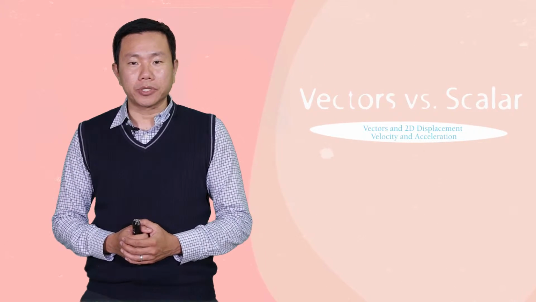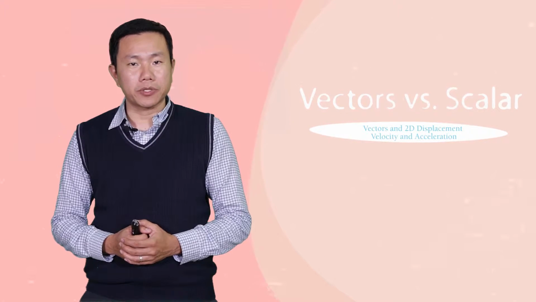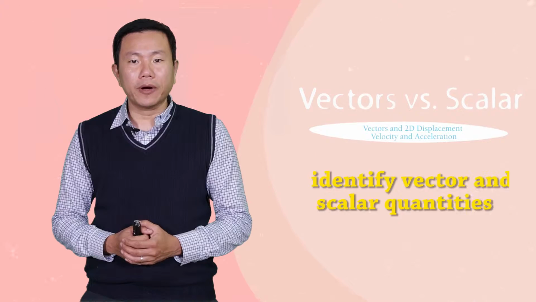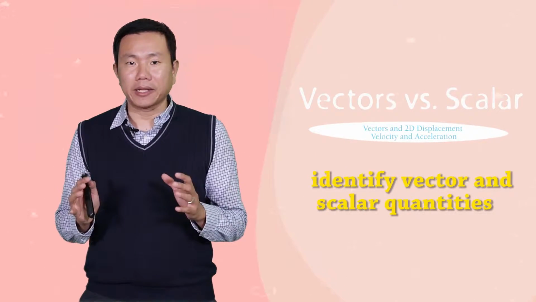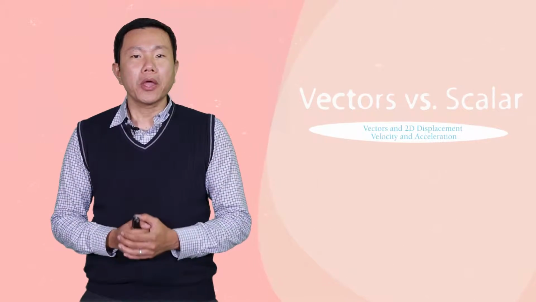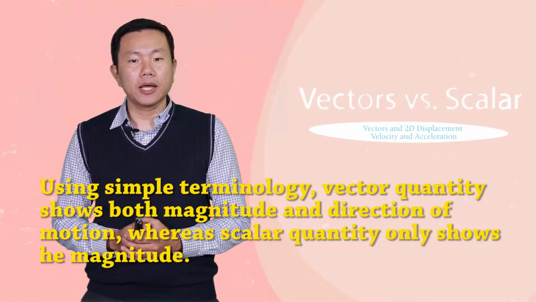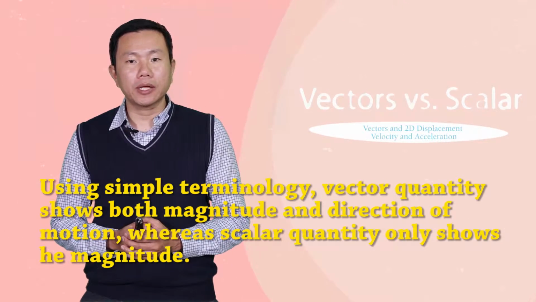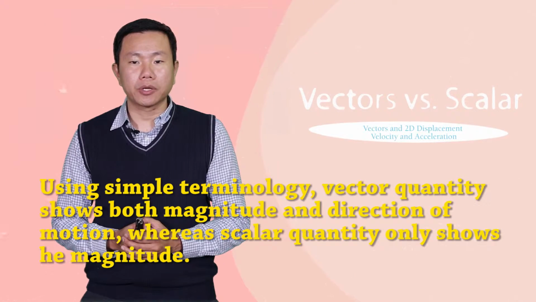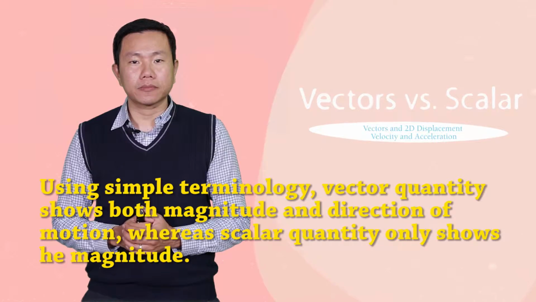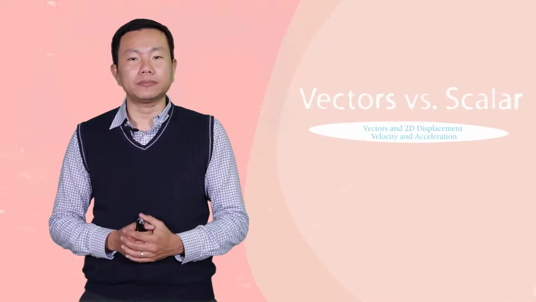In the study of motion, especially two-dimensional motion, it is necessary to identify vector and scalar quantities. Using simple terminology, a vector quantity shows both magnitude and direction of motion, whereas a scalar quantity only shows the magnitude. Let me give you an example.